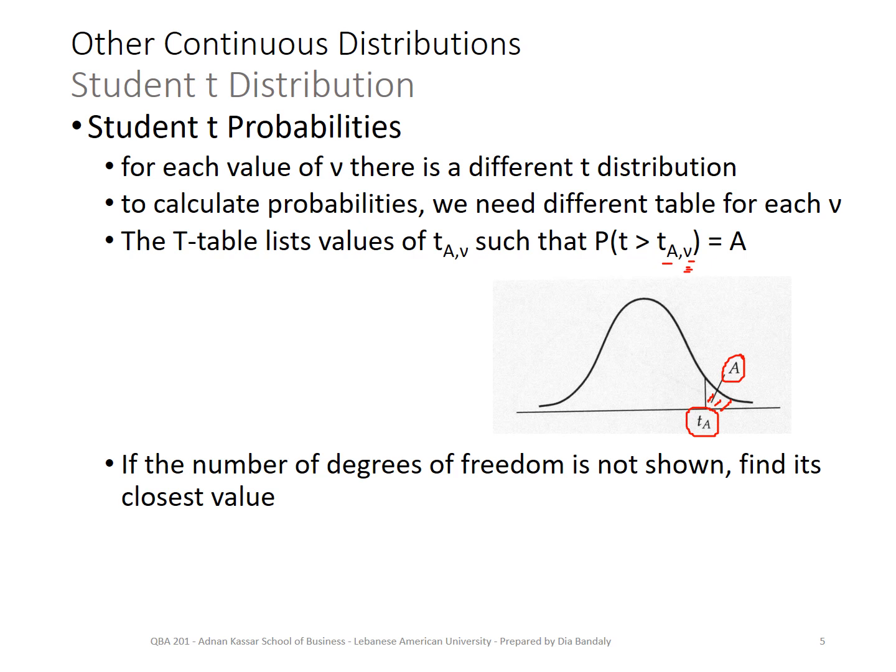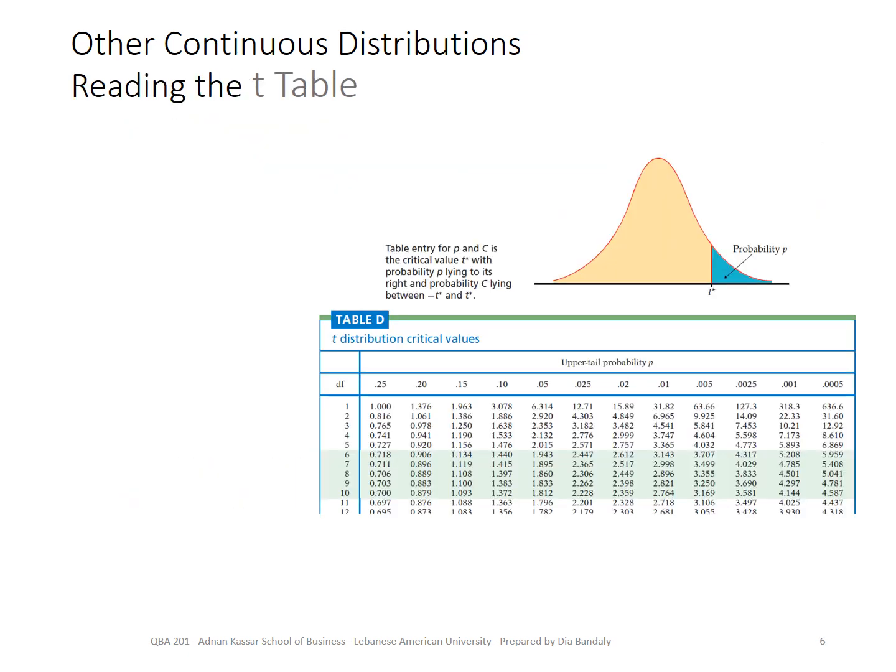Now in some cases you want to find the t value corresponding to a degree of freedom, but you cannot find this degree of freedom in the table. So what do you do? You locate the closest degrees of freedom that is found in the table and use that t value. It's not going to be the accurate one, but it will be close enough for you to answer the probability question. So how do we read the t table? Here I'm showing you only the upper part of the t table that I'm going to make available for you on Blackboard.